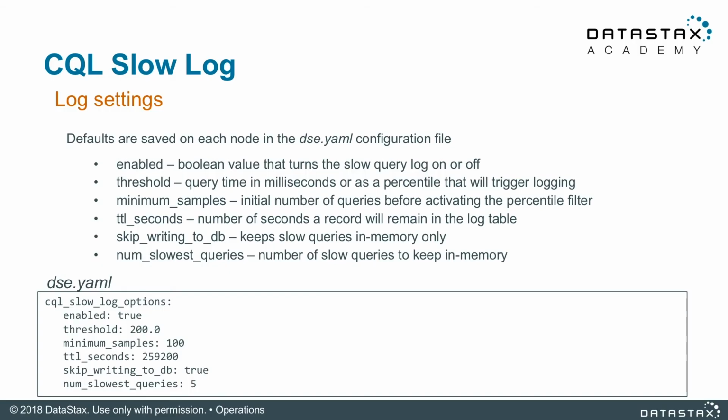Among the changes that you can make include changing the threshold that determines if a query will get logged, the minimum number of samples needed before logging queries, the amount of time a record stays in a log table, whether the log will also be kept in memory or saved to the database, and the number of entries to keep in memory. Note that for the threshold setting, any value greater than 1 is assumed to be in milliseconds, and a value less than 1 is a percentile. For example, if the threshold is set to 0.9, that means that any query that runs slower than 90% of the queries will be logged.